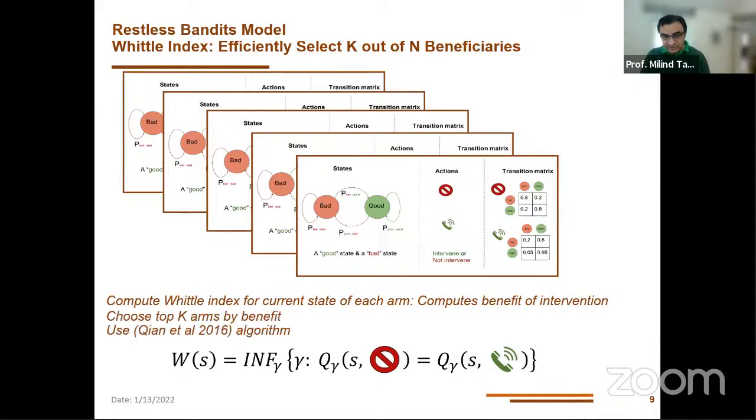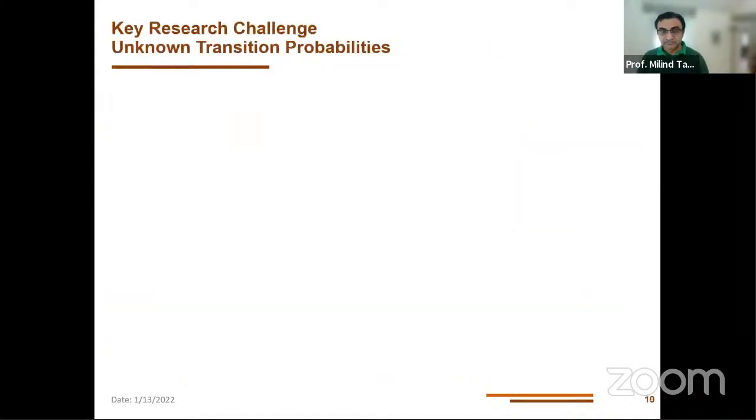Once you have this Whittle index, we choose the top K arms, the arms with the top K Whittle indices, and pull them, meaning we give them a service call. To compute these Whittle indices, we use this algorithm we developed in AAMAS 2016.